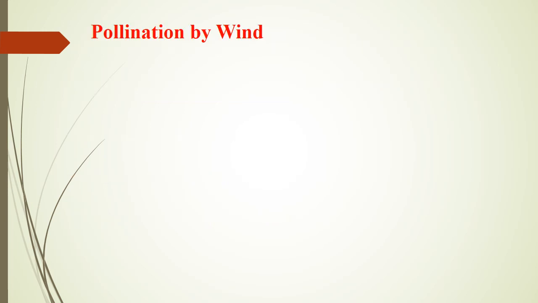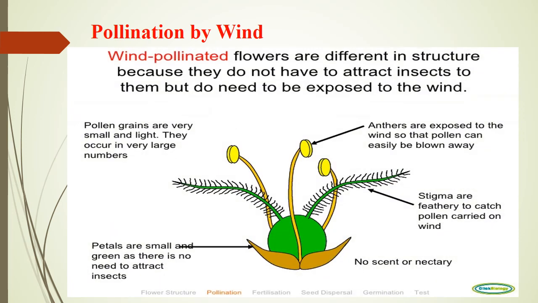So let's see pollination by wind. The wind picks up pollen grains from one flower and blows them onto another. Wind pollinated plants have long stamens and carpels. Most grasses depend upon wind for their pollination.